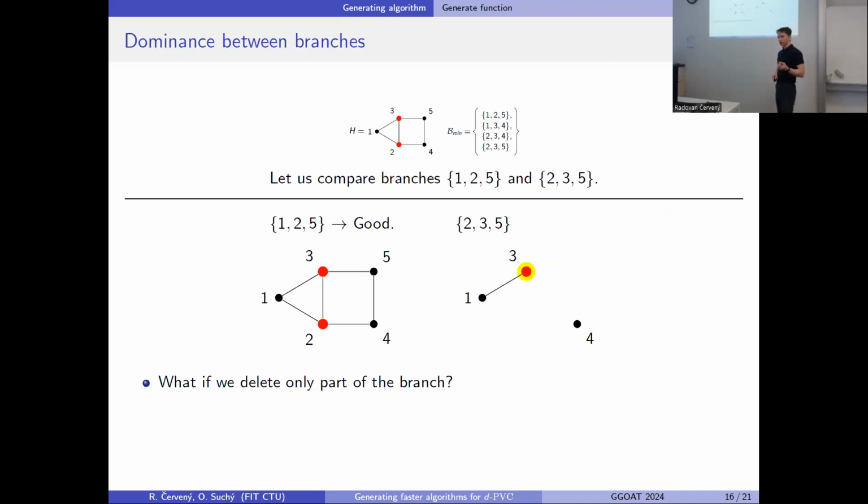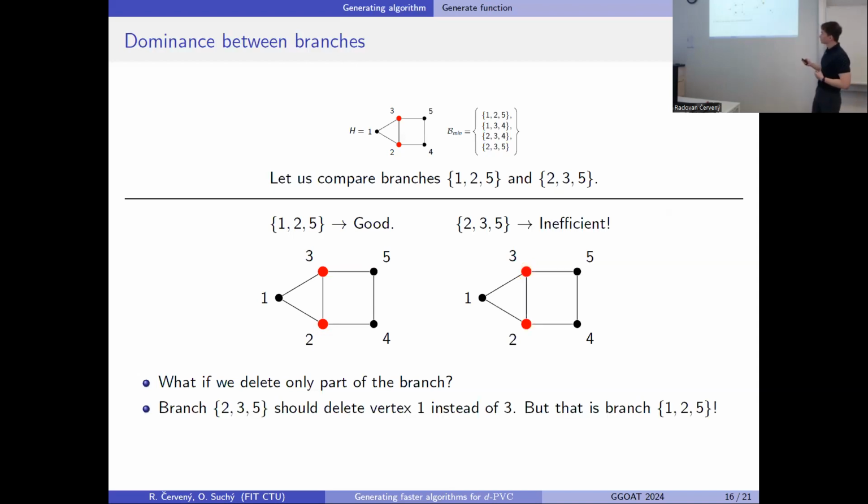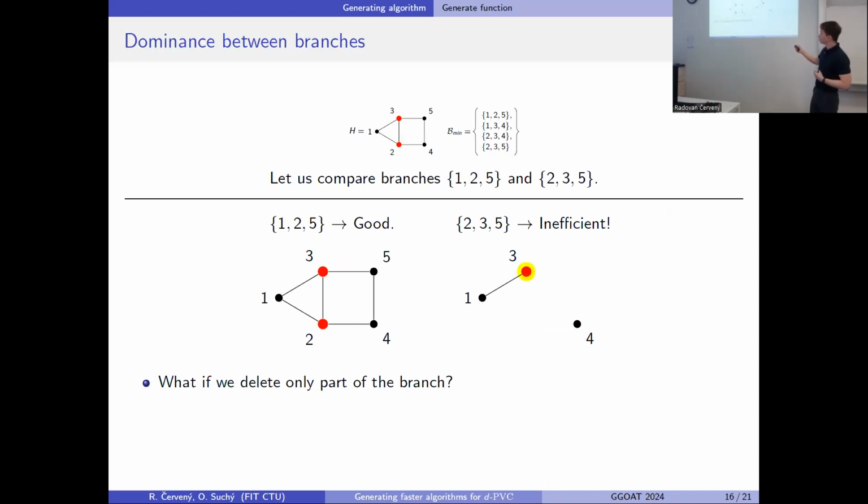But you can probably already tell that this is not really efficient. This is not the right thing to do, because this vertex is red. It ensures that it has no other neighbors other than this one here. So deleting it does not make sense. It is much better to delete the vertex 1, and just instead of 2, delete 1. And it's better for us.